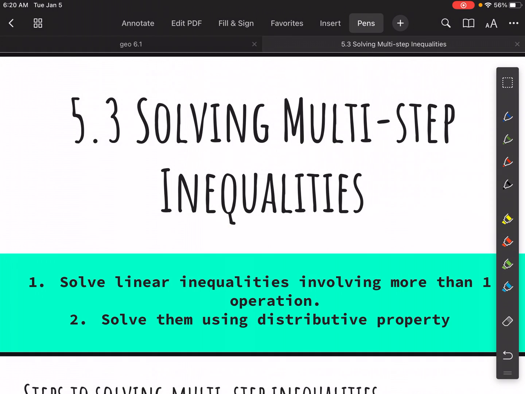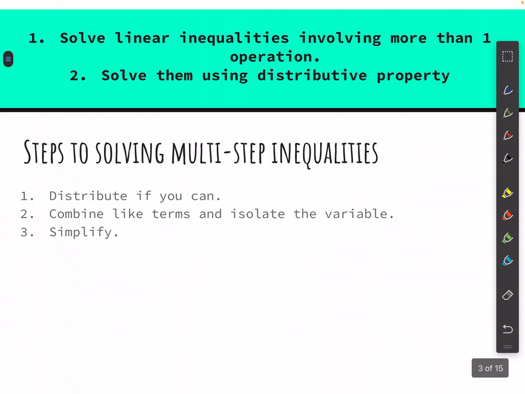All right, Algebra 1, what's really cool about 5.3 is that I'm not really going to be teaching you anything new. We're just going to be combining what we learned the last two lessons. So now we're moving into multi-step inequalities. Not much that is too new.